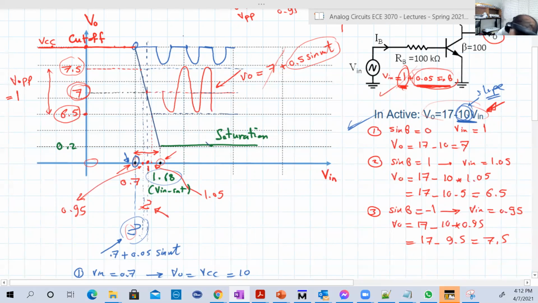Clipped. This is called negative clipping. I'm sorry, positive clipping. So this is called cutoff distortion or cutoff clipping distortion.